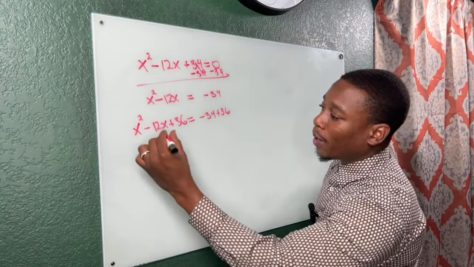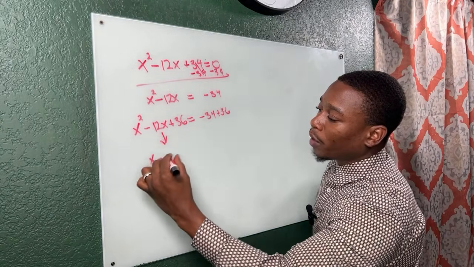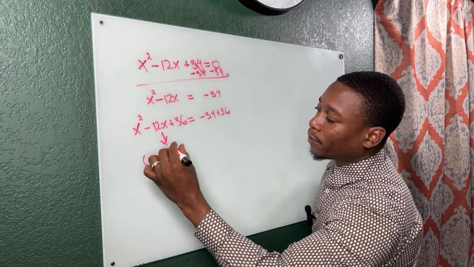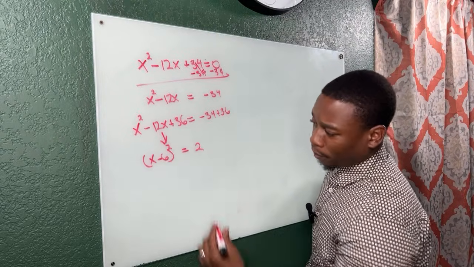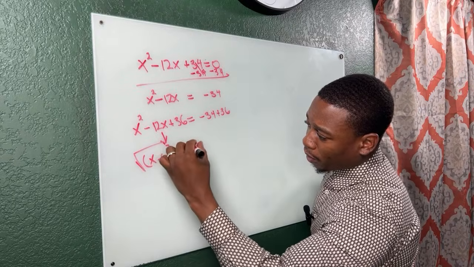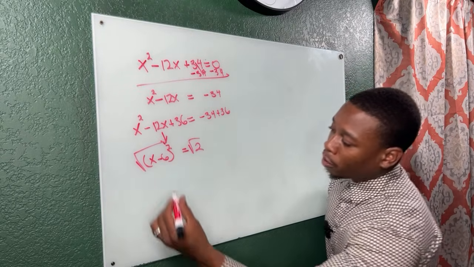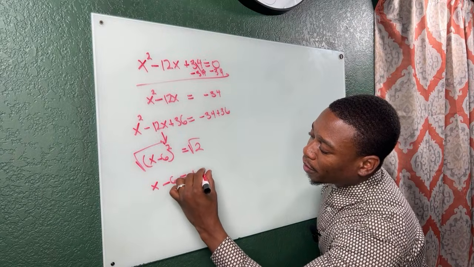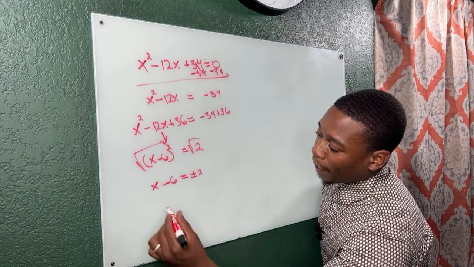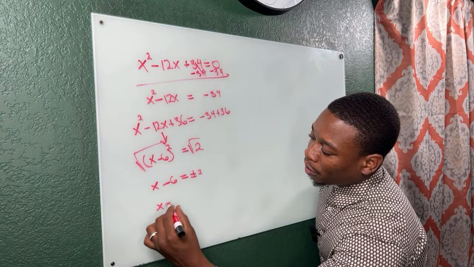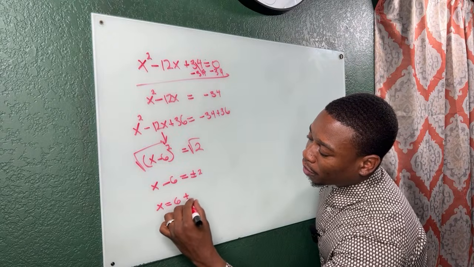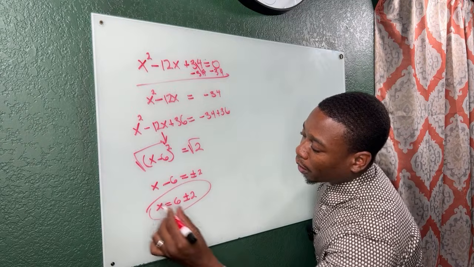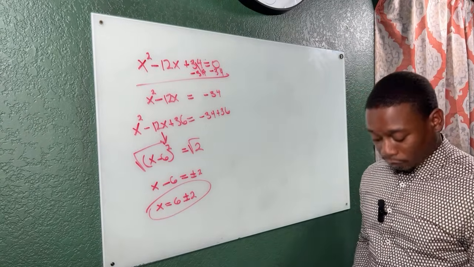Break this back down to its binomial. x minus 6 squared is equal to 2. We're going to take the square root method to get rid of the exponent. So now I have x minus 6 is equal to plus or minus the square root of 2. We're going to add 6 on both sides. So x is equal to 6 plus or minus the square root of 2. And this is our final answer.